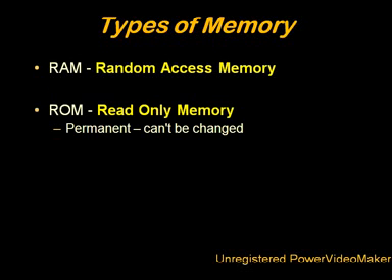When you absolutely don't want to lose what's in memory, you put it in what's known as a ROM, a read-only memory. These are manufactured to be permanent and cannot be changed. These are found in many embedded devices like your microwave oven, for example.